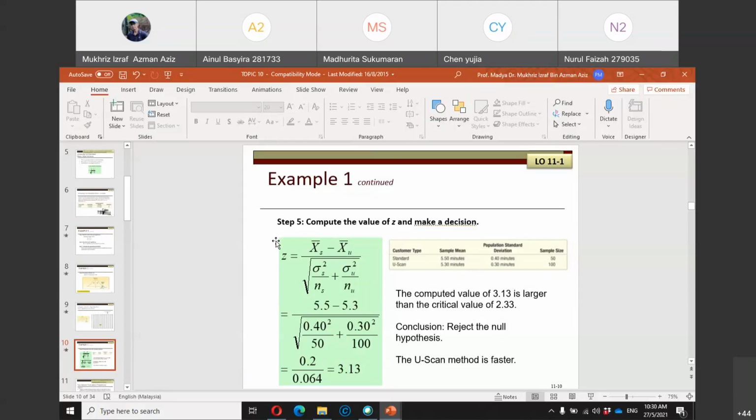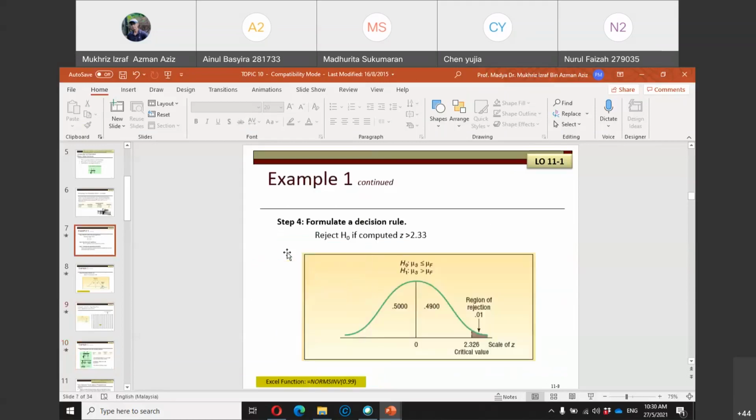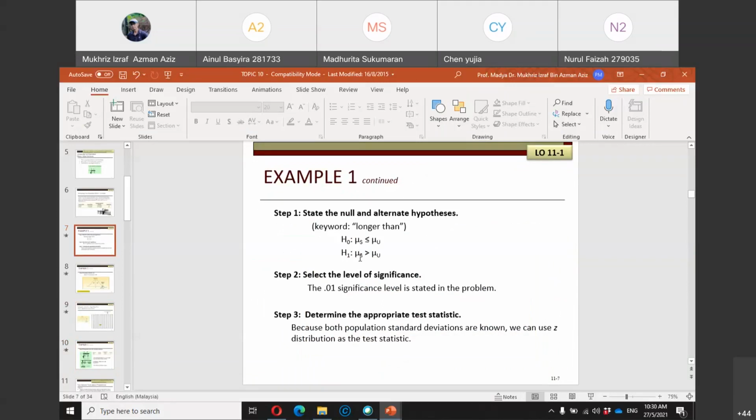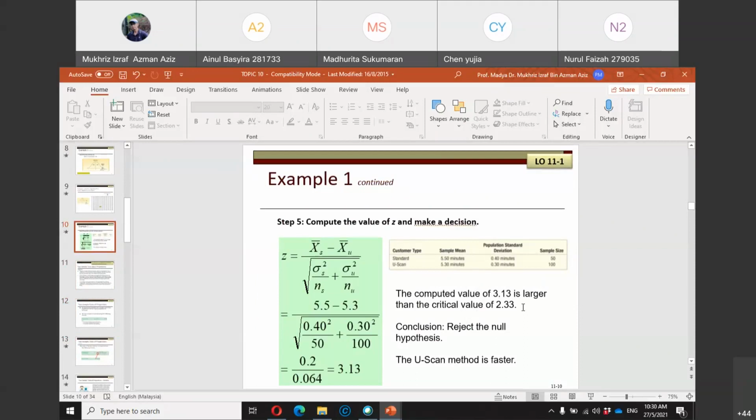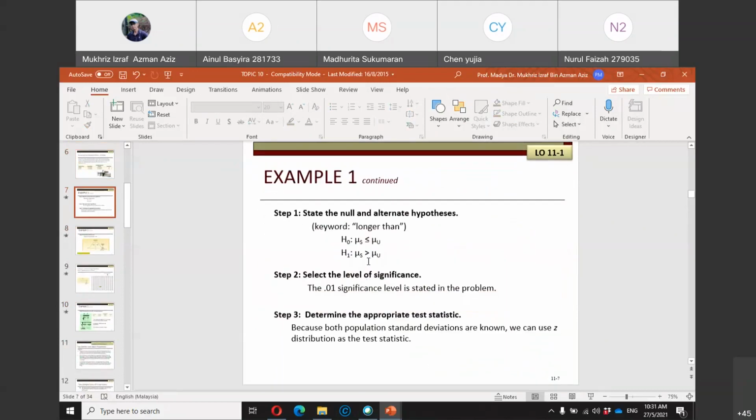So in your hypothesis testing, our H1 is what? Mu s, the standard scan, is longer than the mean of the U scan. So in our case, we reject the null hypothesis, correct? Because 3.13 is bigger than the critical value, so we reject. Because we reject the null hypothesis, our conclusion should be the mean checkout time using the standard scan method is longer than the time taken using the U scan method. So you can answer that way.